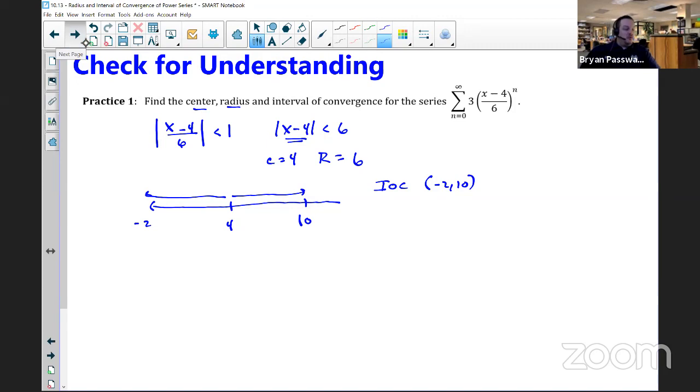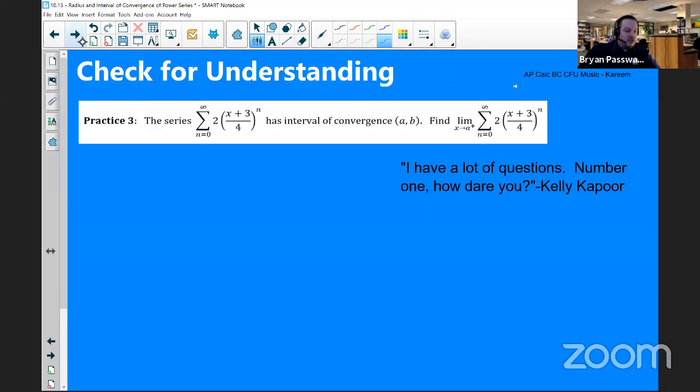In the handouts and the Dropbox, you're going to see some additional problems. I skipped to practice 3 here, just to give you an example of what it looks like. The series 2 times x plus 3 over 4 to the n power has interval of convergence a to b. Find the limit as x approaches a from the right-hand side of the series.